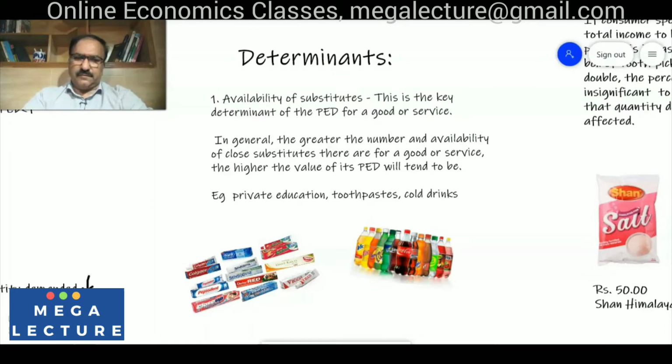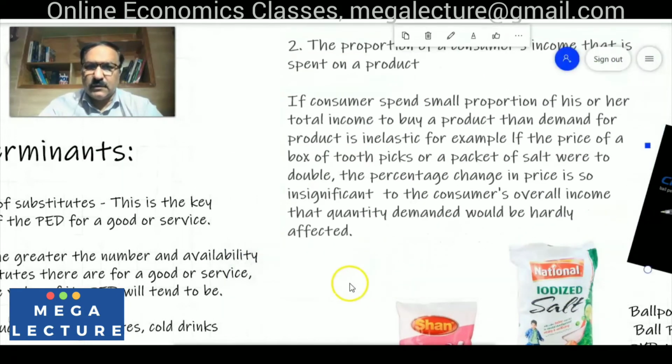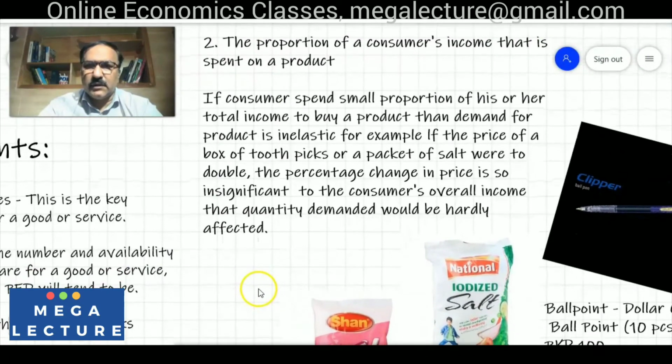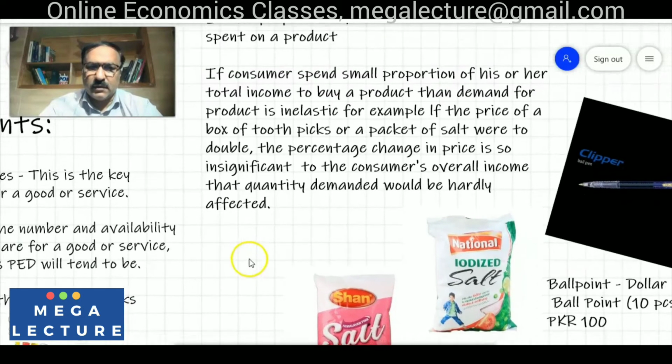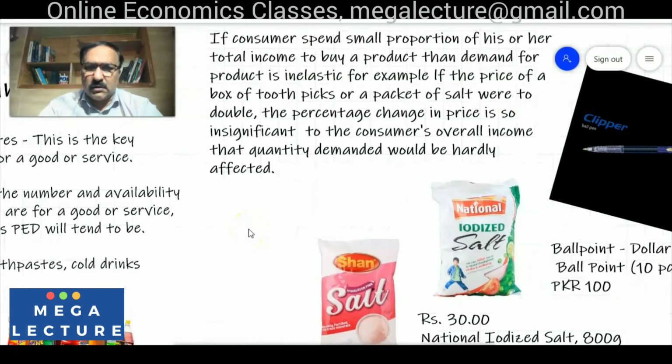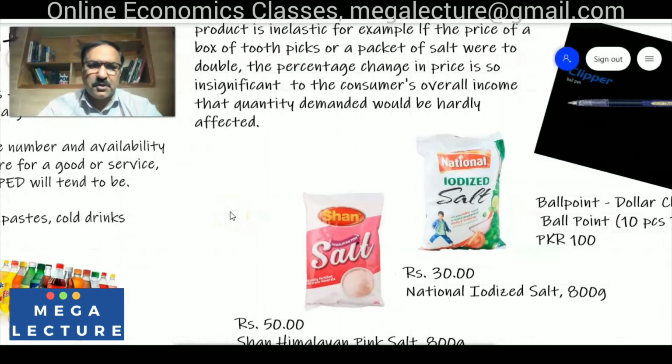The next factor that may influence price elasticity of demand is the proportion of consumers' income that is spent on a product. It means how much, or what percentage, of total income is spent on a particular good. Goods like salt or ball pen are very cheap products. Consumers usually spend a very small proportion of their total income on these products.